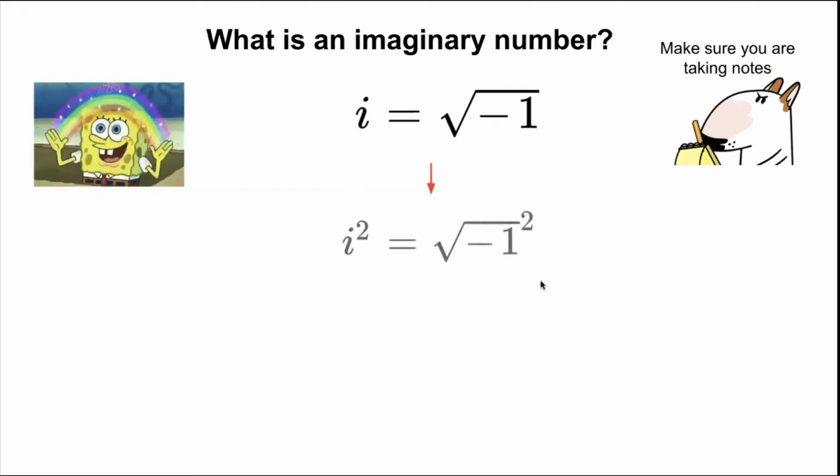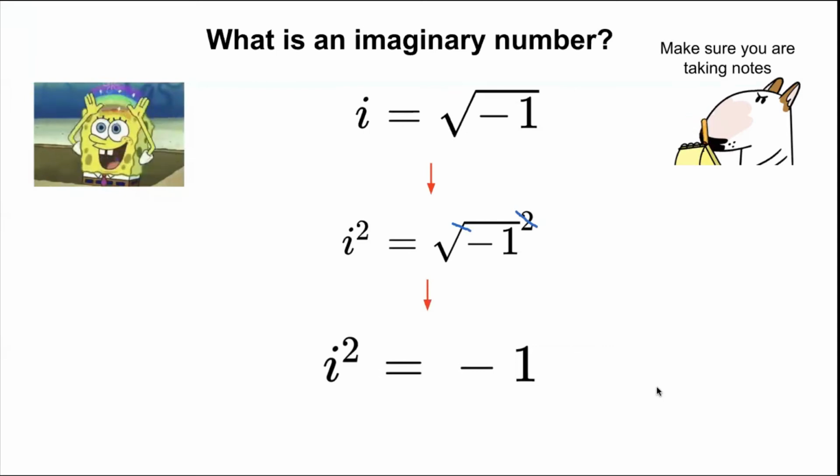We're going to take the square of both sides, square i, and square the square root of -1. What happens is that we basically do inverse operations on the right side. The square root basically not cancels, but reverses itself. It does an inverse operation, and we go back to -1. So if we were to square i, we would go back to it being equal to -1.